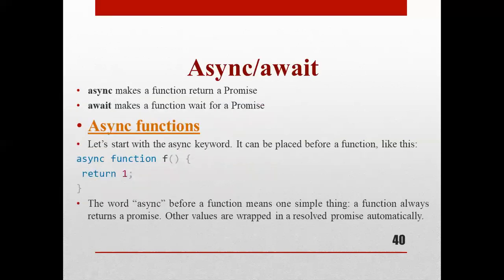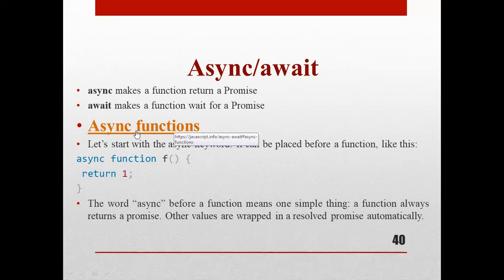Now we will see async and await functions. These two functions we are going to see. Here async makes a function return a promise, and await makes a function wait for a promise. These two, async and await: an async function returns a promise and await waits for a promise.